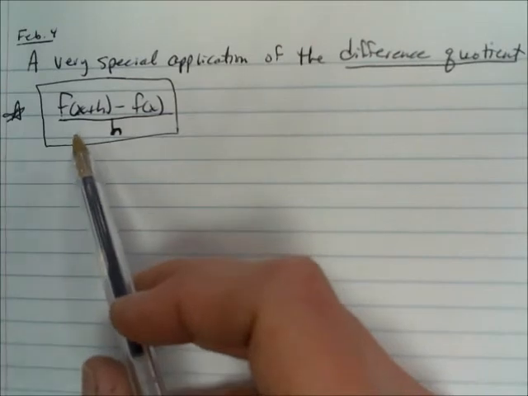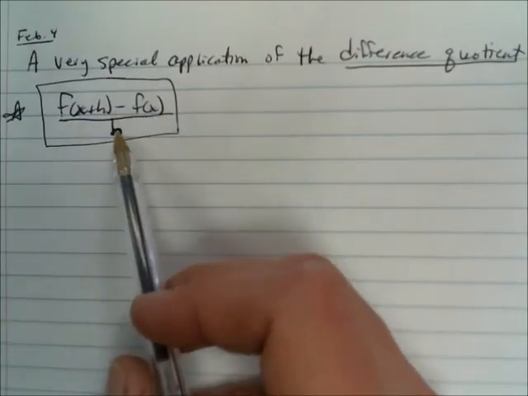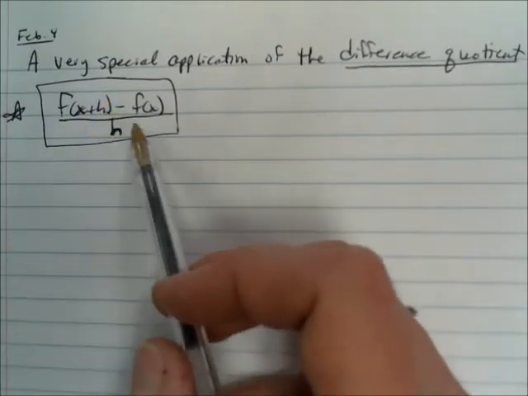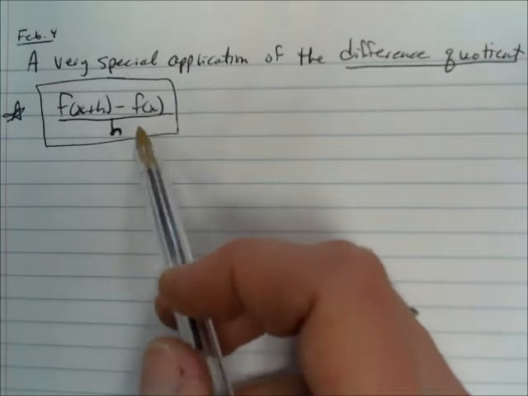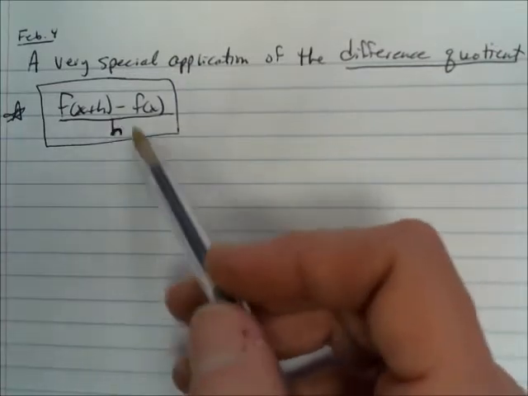But this is called the difference quotient, f of x plus h minus f of x all over h. It's a very important formula that we're going to be using probably for the rest of this year. So it's something that you have to be familiar with and something that you're going to have to be able to use on different functions.